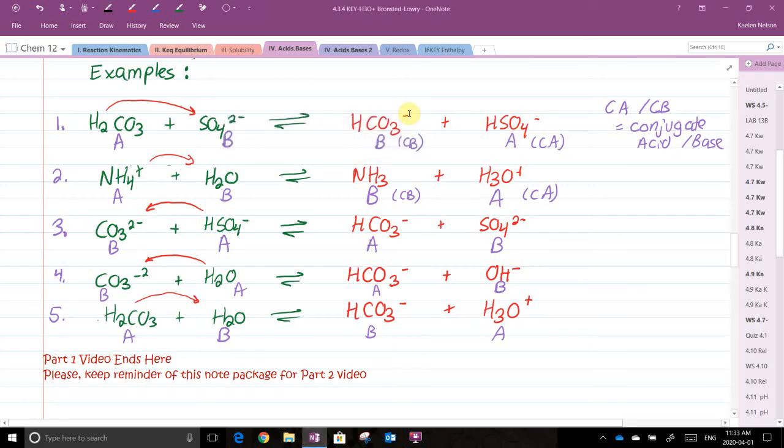Okay, here are the examples we left off with at the end of the last lesson. As a reminder, these are the note sheet 4.3, 4.4, Bronsted-Lowry acids and bases. I had done 1 through 3 with you and left you to do number 4 and number 5 on your own. Take a moment to check your answers, please.